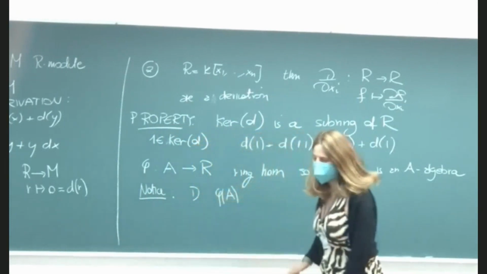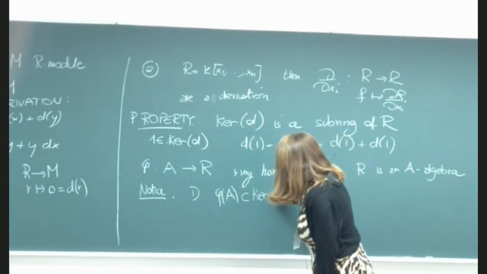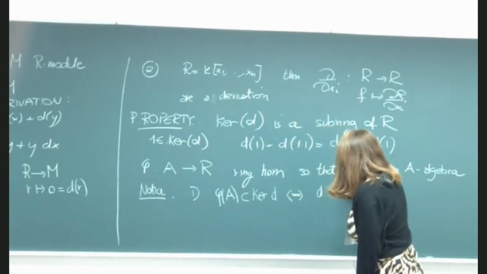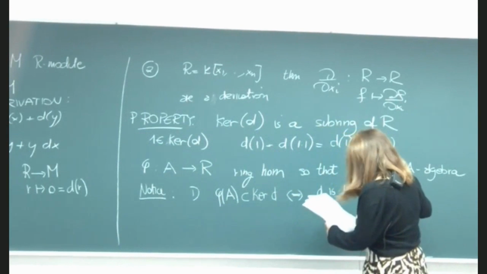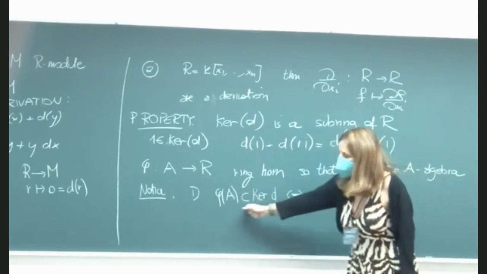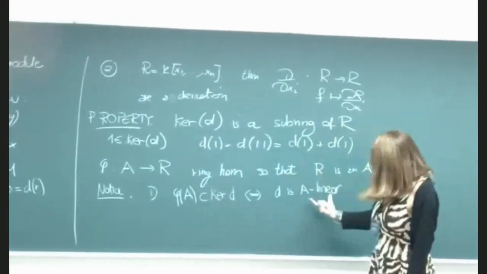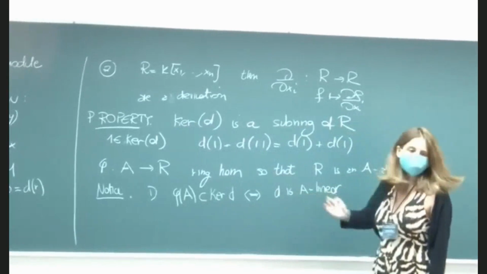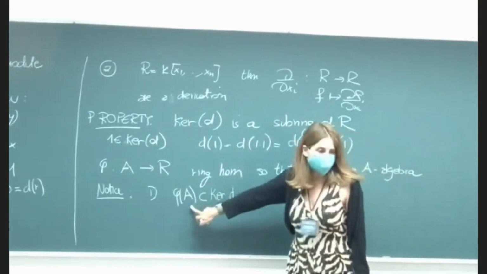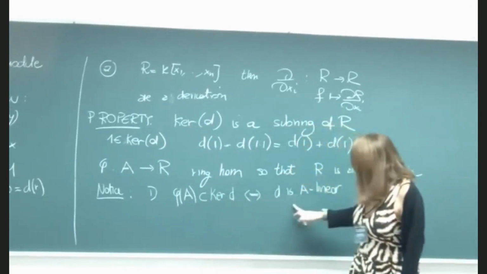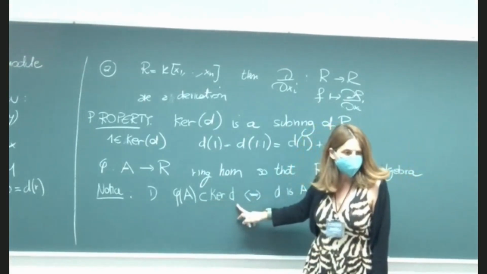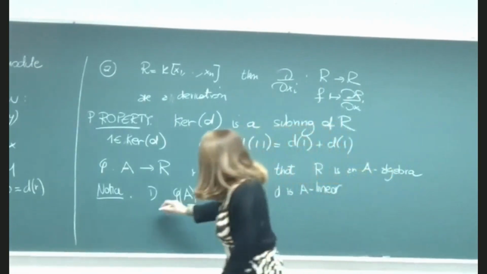D is in the kernel of the derivation if and only if D is A linear. And what does this mean? The definition of the derivation being A linear means exactly that it fixes A, so practically the elements of A are constant. We call D A linear, and this happens exactly if phi of A is in the kernel of D. I'm going to show this in one second, very easy.